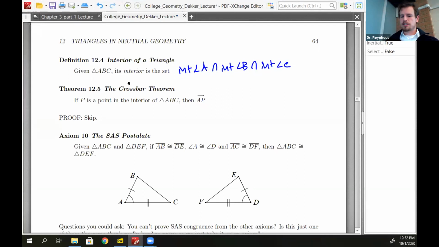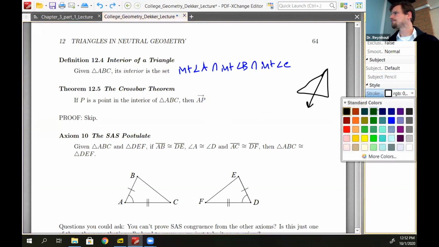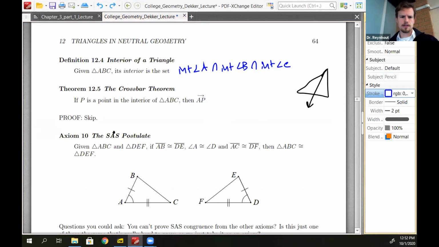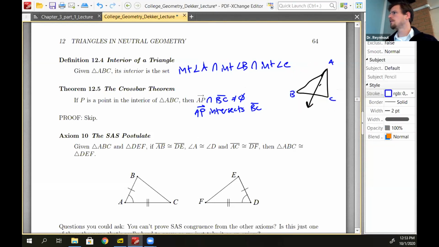Okay. So we have the crossbar theorem, which we said amounts to us taking a look at a triangle and saying that a line passing through the interior of one of the angles has to go out the other side. And that's what we want to say right at that spot. So we want to say that the ray AP intersects the opposite side BC. So this is not empty. So that is AP intersects BC. So this would have been A, B, C here. Some point.